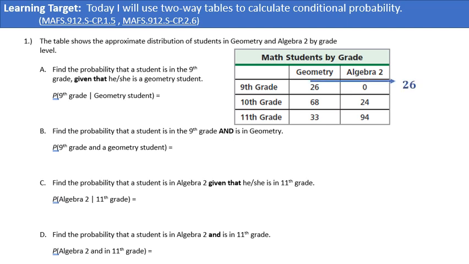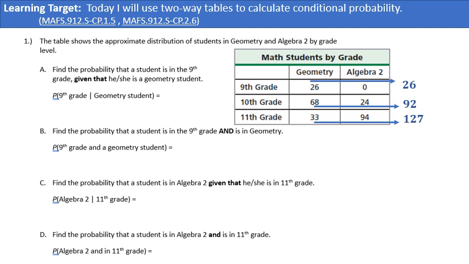Let's add straight across to find out how many total 9th graders we have. 26 plus 0, that's 26. How many total 10th graders do we have? 68 plus 24, that's 92 10th graders. How many total 11th graders do we have? 33 plus 94, 127.